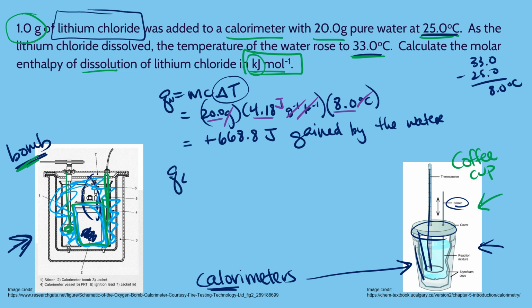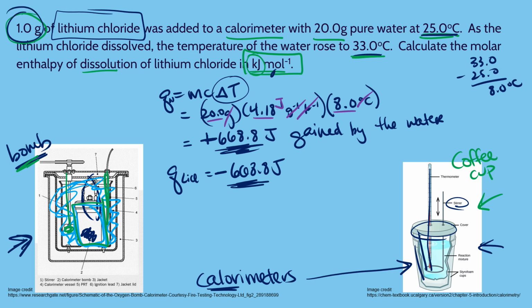So Q of the lithium chloride is the same number, 668.8 joules. However, it's negative. This is weird. The water gained energy because the lithium chloride lost energy. The number is the same. All the energy that the water gained was lost by the lithium chloride. The numbers are the same, but because the water gained it, the lithium chloride lost it. So Q of the LiCl is negative 668.8 joules of energy for this 1 gram.